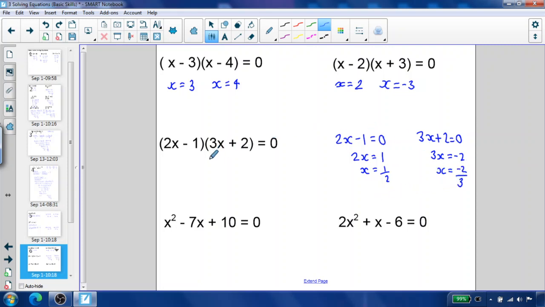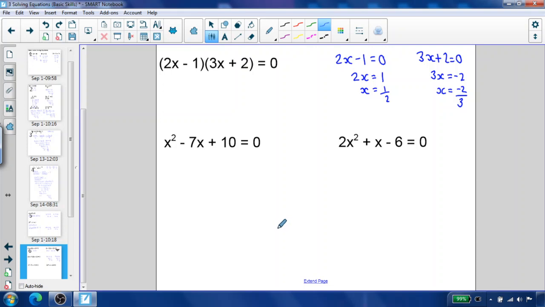So great if you can spot it from here. Otherwise, you can write this out. I think of it mentally, so I would think, right, this is negative, so it's going to be a positive. x is equal to positive, and then I'm just going to divide that 1 by 2. Here, there's a positive, so x is going to be equal to a negative. And again, this 2 needs to be divided by 3. So whatever suits you. So I've got the answers there.